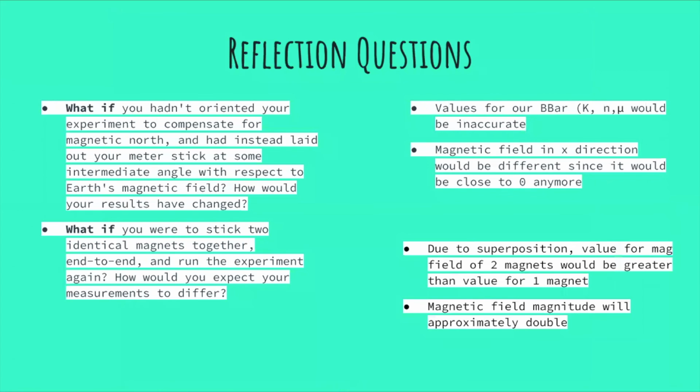For our reflection questions: what if we hadn't oriented our experiment to compensate for magnetic north? Well, our values for our B bar, which we calculated for distance dependence, our K, N, and mu, would all be inaccurate. They wouldn't be the same values that we had calculated before. In addition to that, our magnetic field in the x direction would also be different since it wouldn't be close to zero anymore. And what if we were to stick two identical magnets together? Well, due to superposition, the value for the magnetic field of these two magnets would be greater than the value for one magnet, and it would approximately double.